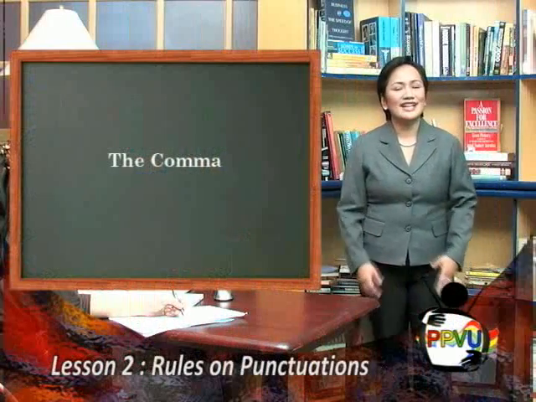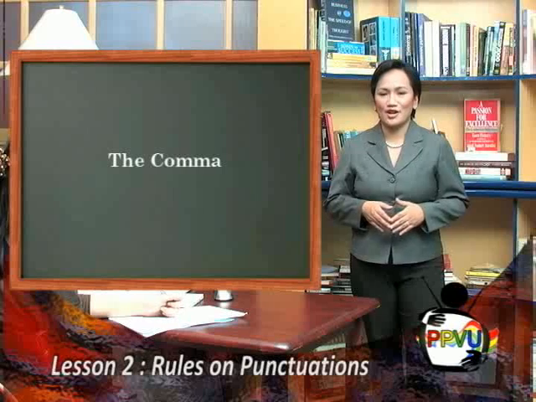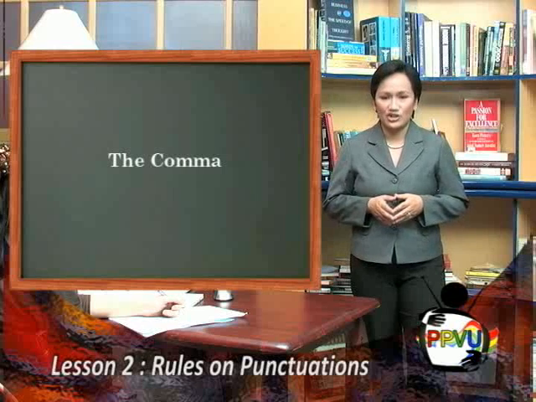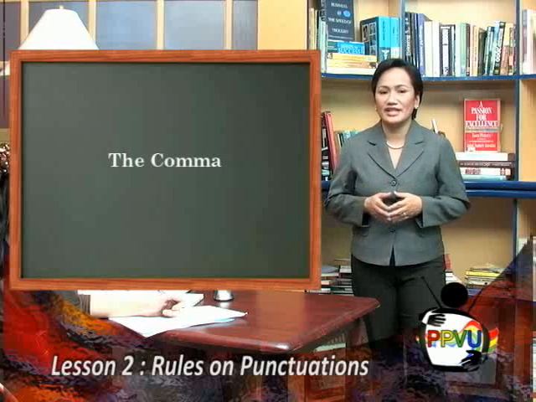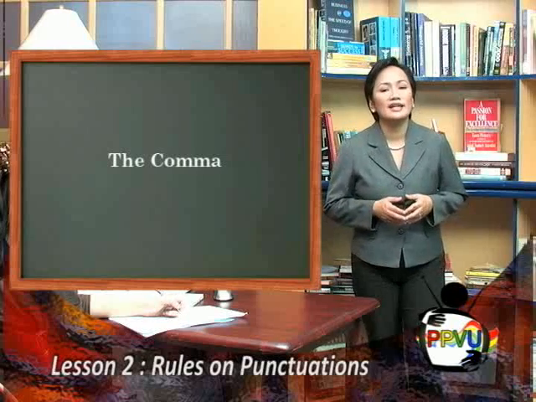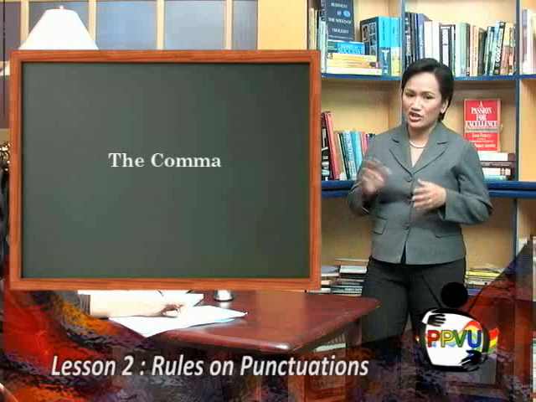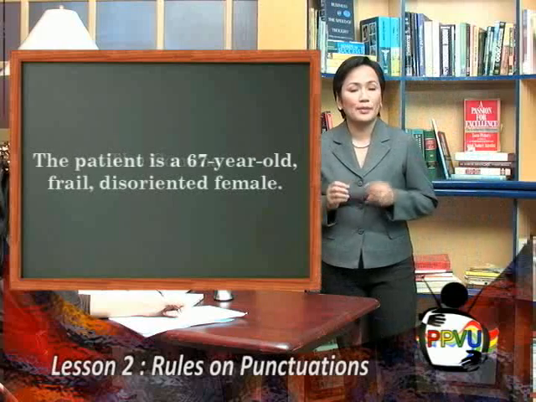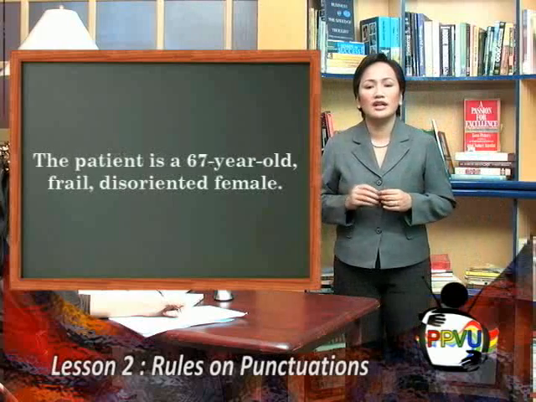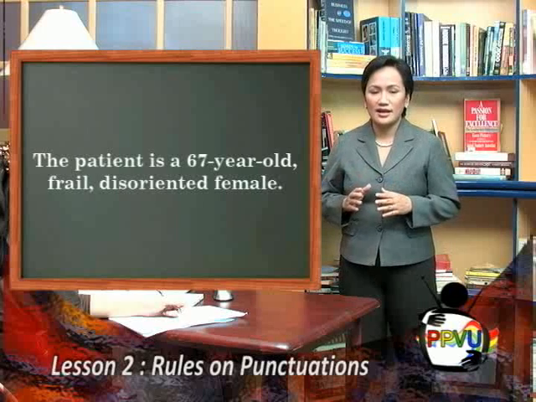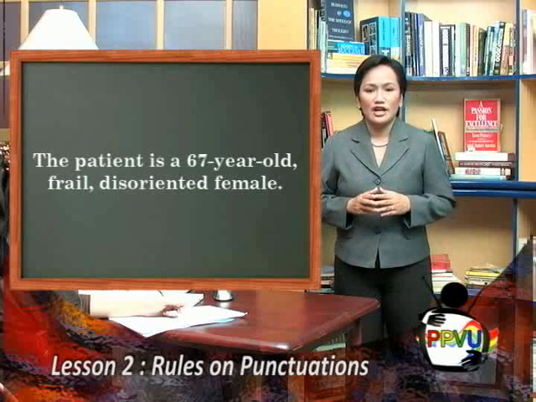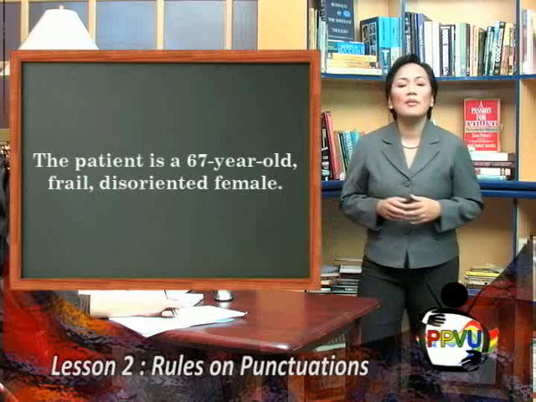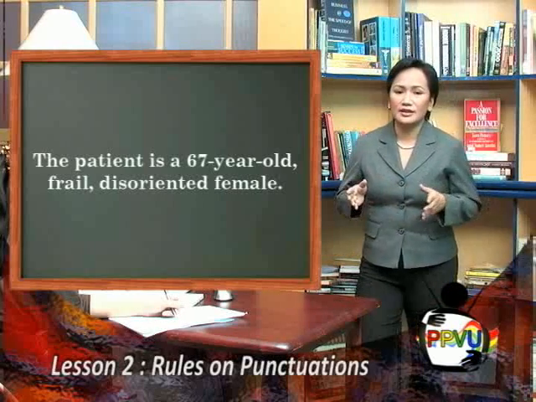The comma. The second most commonly used punctuation mark is the comma. Clearly, in medical transcription, a comma is used to separate adjectives or nouns in a series. But remember, a comma is no longer placed between the last adjective in the series and the noun that follows it. An example for this is, the patient is a 67-year-old, comma, frail, comma, disoriented female. Note that on the last adjective, which is disoriented, no comma is needed even if it is still part of the series.